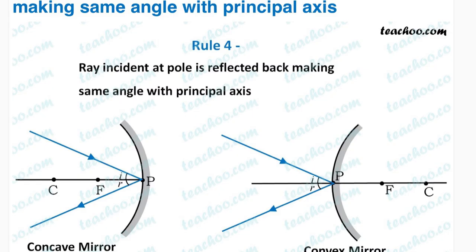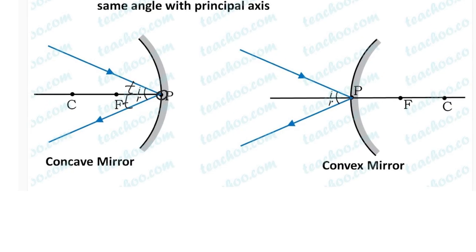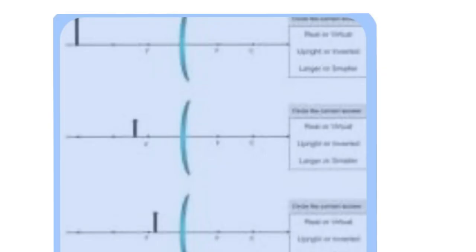Okay, and the fourth rule: any ray that hits what they call the pole, I call it the center of the mirror, will reflect with the exact same angle as the angle of incidence. It's just the law of reflection, and it has nothing to do with the focal point. So it's the same for concave and convex mirrors.